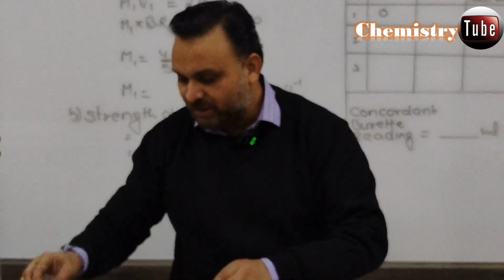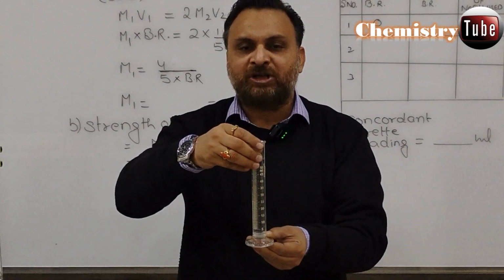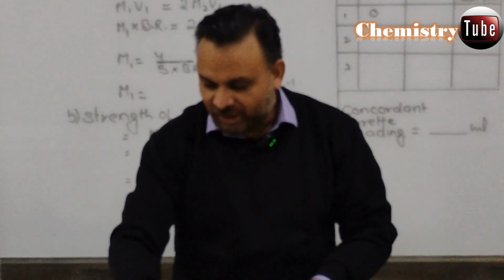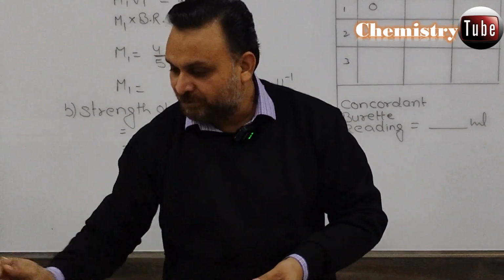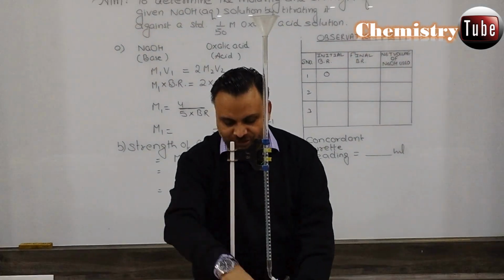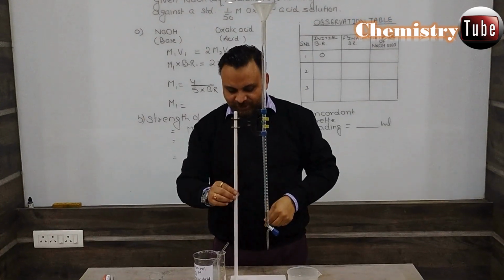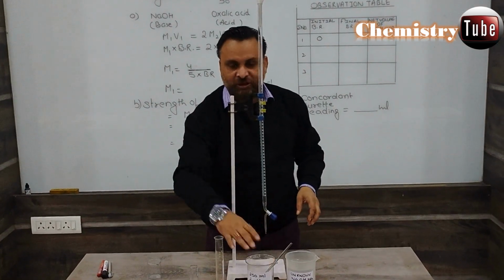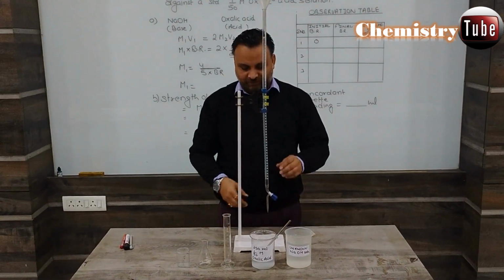Now we require a measuring cylinder. These days we do not use pipettes because pipettes are unhygienic, so we are using measuring cylinders. After that, we require a conical flask. Now the main thing is this burette. Now let me introduce: this is a funnel, this is a burette, and this is a burette stand, of course. All these things are required for our successful titration process. Let us start this process.